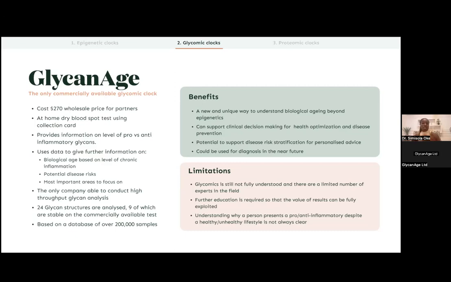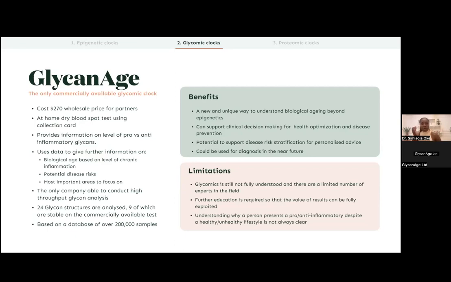But also it can potentially help support disease risk stratification. So what I mean by that is understanding what someone's risk of a certain disease is, and therefore offering personalized advice. But finally, in the future, it could be used for diagnosis because there is so much information and wealth when you look at the human glycome.